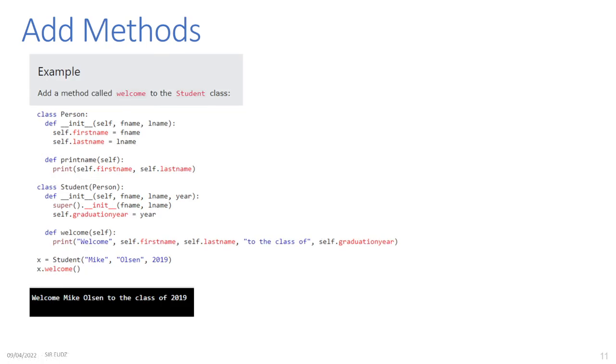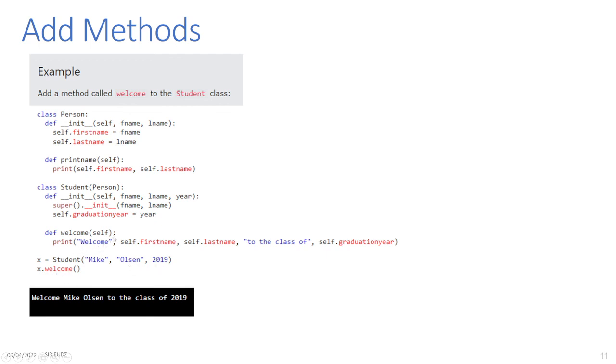Add methods. Add a method called welcome to the student class. So we have class person, the same. We have now student person, so we have init, self, fname, lname, year. Then super init, fname, lname, self. Here is the same as the previous one, but here we added another method. So welcome self, print welcome, then it will print the first name, last name to the class of, and then the graduation year. So we have x equals student Mike Olson 2019, x.welcome.